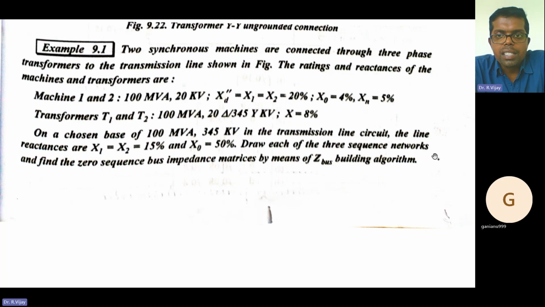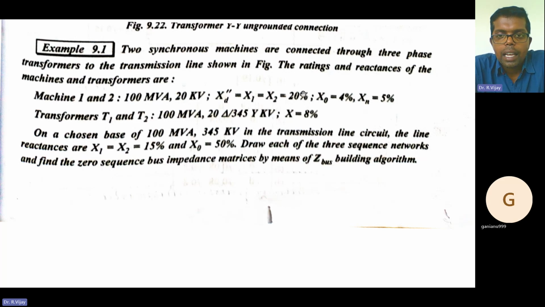Two synchronous machines are connected to the three-phase transformer to the transmission line as shown in the figure. The ratings and reactance of the machines and transformers are as follows. Machines 1 and 2 are rated 100 MVA, 20 kilovolt, with subtransient reactance X1 equal to X2 equal to 20%.